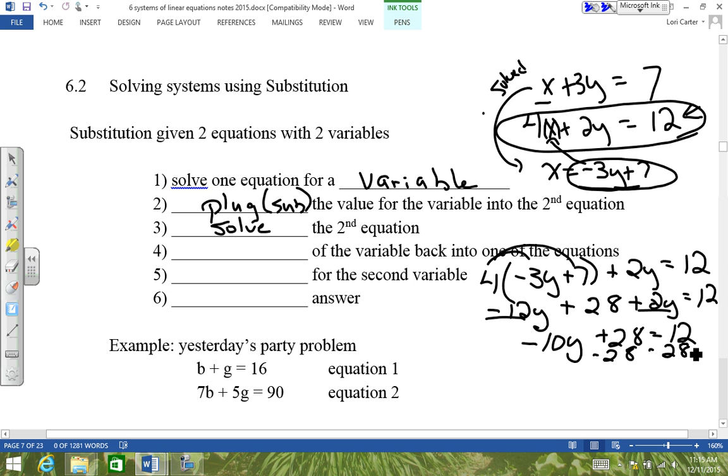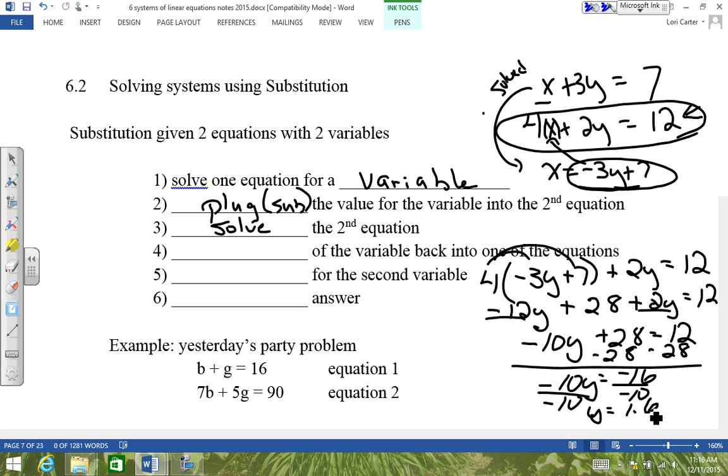That would be negative 16. So negative 10y equals negative 16. Divide by negative 10. Positive 1.6. So y equals 1.6. That's not as bad as I thought it was going to be. All right, so I solved the second equation.